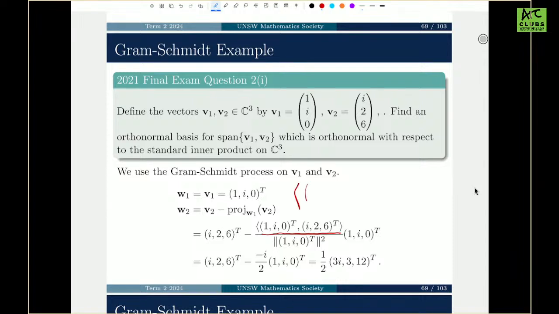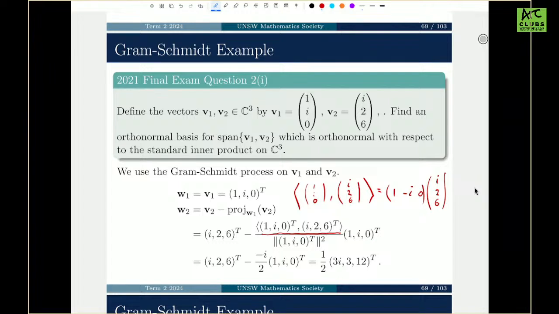So this will be 1, i, 0, i, 2, 6, which, recall, is just 1, negative i, 0, and I think I'm going to run out of space, maybe not. Sweet. So it's just this, right? And what we've done is we've transposed the first vector and we've conjugated it. We've taken the adjoint. We've done the conjugate transpose, which is what we defined our complex inner product to be.